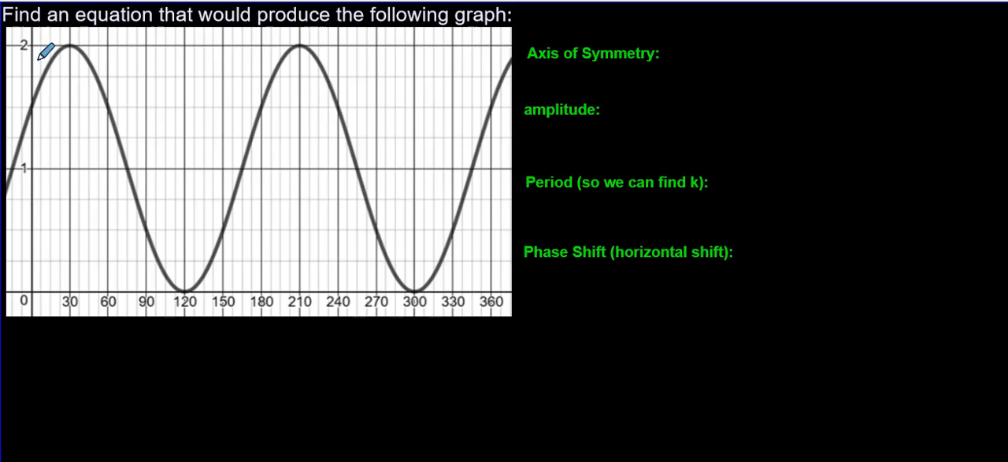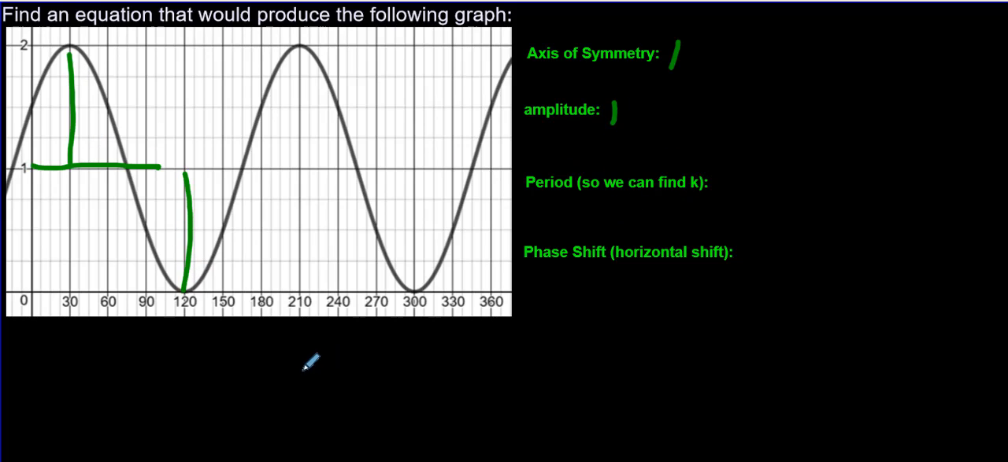If you didn't see that readily, you would just take 2 plus 0, which is 2, and divide by 2, you would get 1. Okay, so the axis of symmetry is 1. The amplitude, well, if that's our axis of symmetry, the amplitude's the distance from here to here, or from here to here, and that is 1.